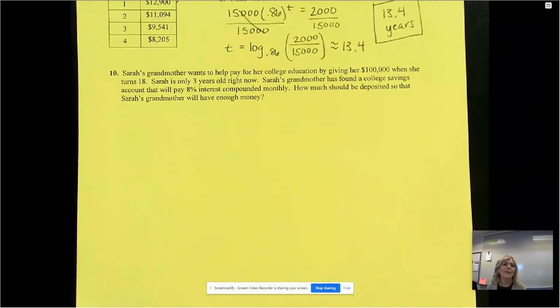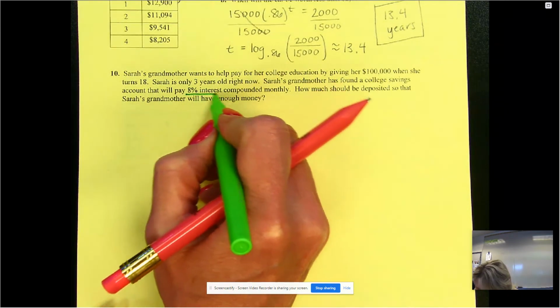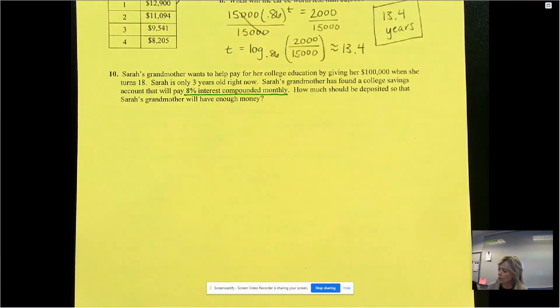All right, finally, our last one. Sarah's grandmother wants to help pay for her college education by giving her $100,000 when she turns 18. Sarah is only 3 years old right now. Sarah's grandmother has found a college savings account that will pay 8% interest compounded monthly. How much should be deposited so that Sarah's grandmother will have enough money?